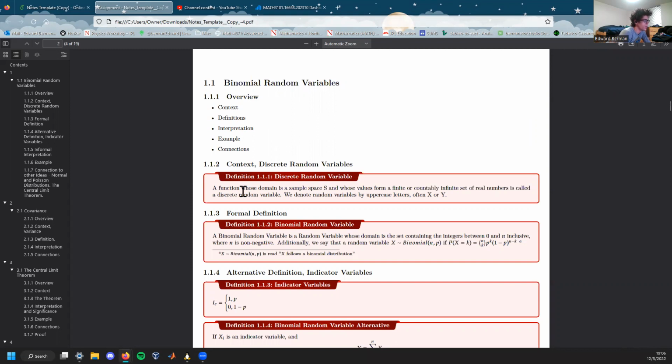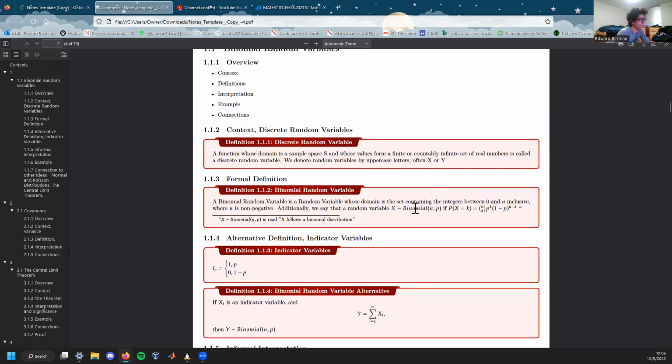So first, in the greater context, a binomial random variable is an example of a discrete random variable, which is a function whose domain is a sample space S, and whose values form a finite or countably infinite set of real numbers. It's called a discrete random variable. We denote them with capital letters X or Y usually. So a binomial random variable is a random variable whose domain is a set containing integers between 0 and n inclusive. So think 0, 1, 2, all the way up to n.